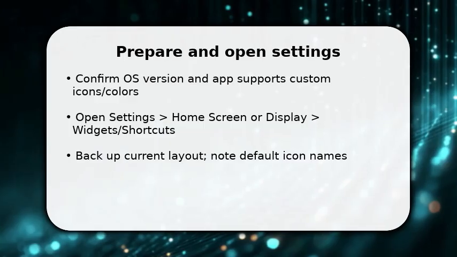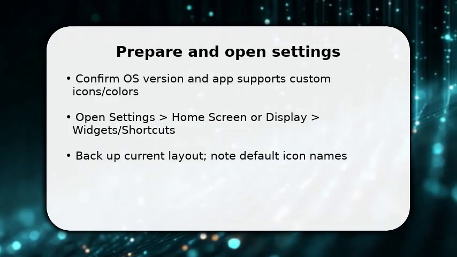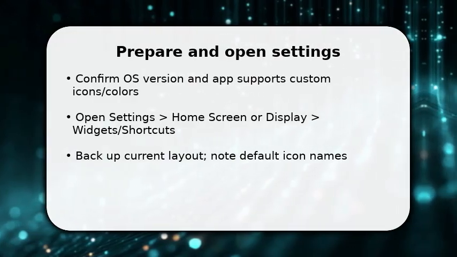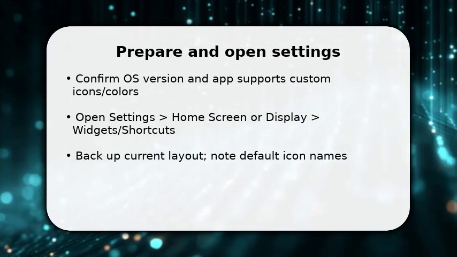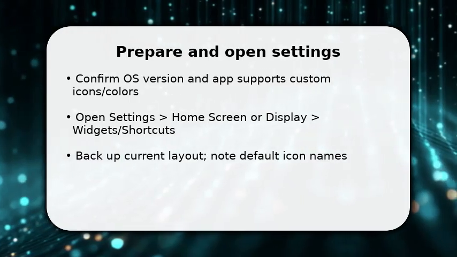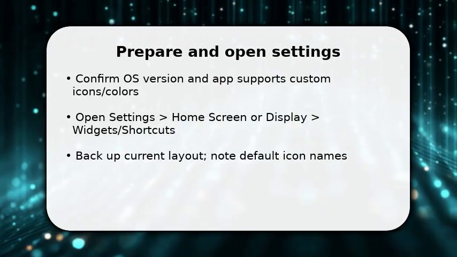You start by confirming the OS and that the app supports custom colors or icons. This matters because not all apps expose color themes. Once verified, open Settings and navigate to Home Screen or Display, then to Widgets or Shortcuts depending on your platform. Make sure to back up or note your current layout so you can revert if needed.